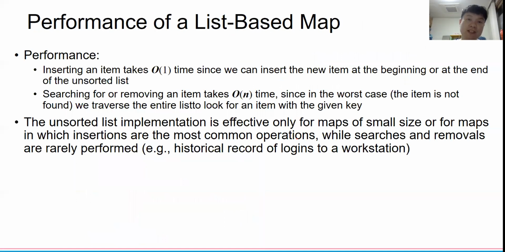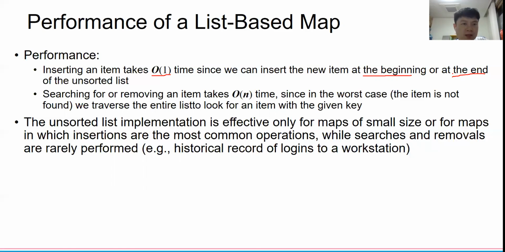What is the performance of the list-based map? The performance of the list-based map is O(1) for the insertion. Okay. Yeah, because it is the same as the doubly linked list. The item that you want to insert will take only one step, whether the item goes at the beginning or at the end. Because if you are just using the unsorted list, then you can just put the item anywhere.